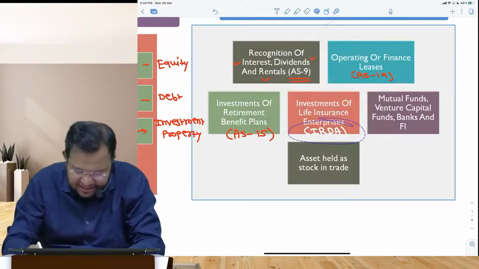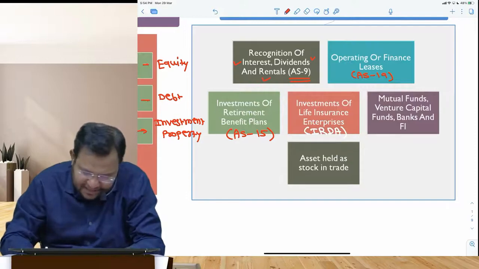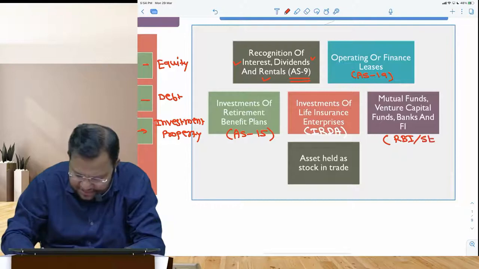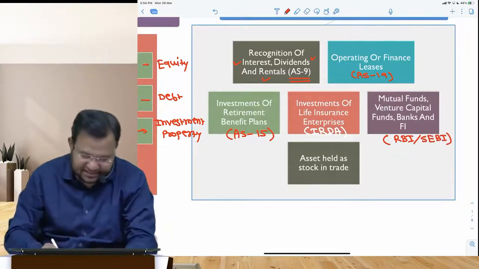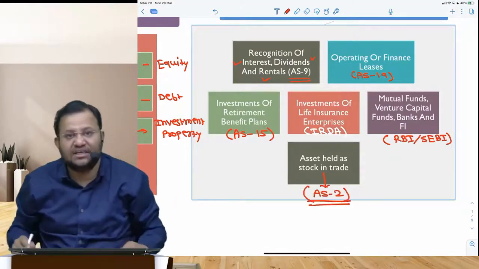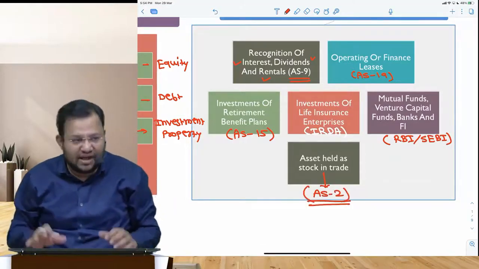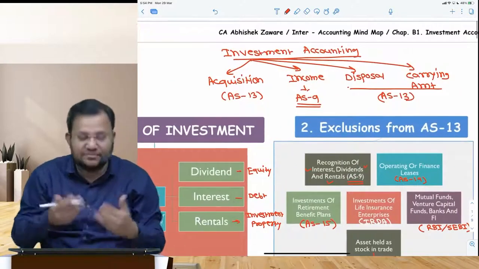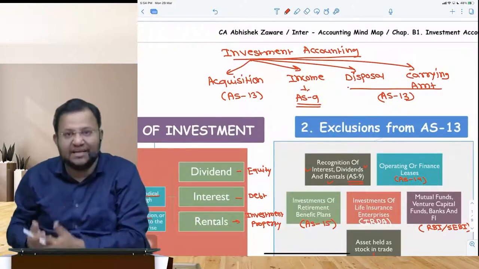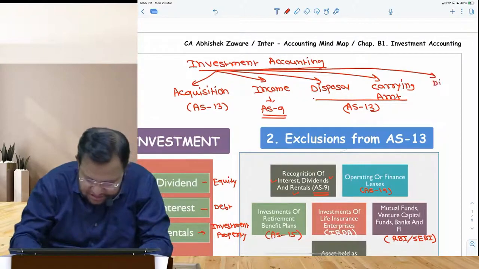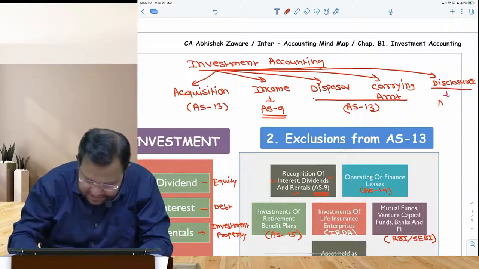Mutual fund, venture capital funds, or banks and financial institutions, they are governed by RBI or SEBI guidelines. They are not covered by AS 13. Assets held as a stock in trade is covered by accounting standard 2, which deals with inventory valuation. So what we are going to talk in AS 13 is acquisition of investment, disposal of investment, carrying amount, and related disclosures, obviously. So disclosures relating to investment, that is also covered in AS 13.